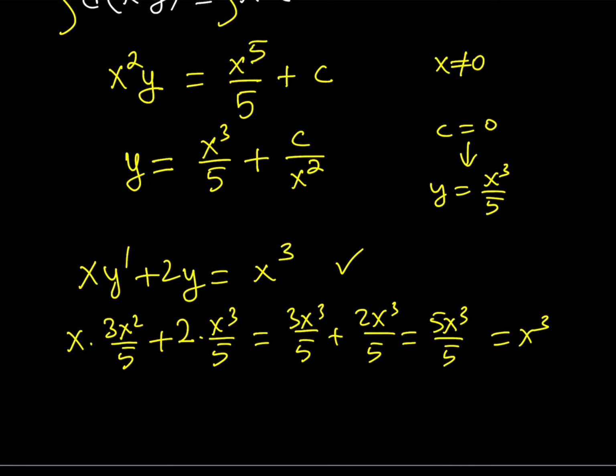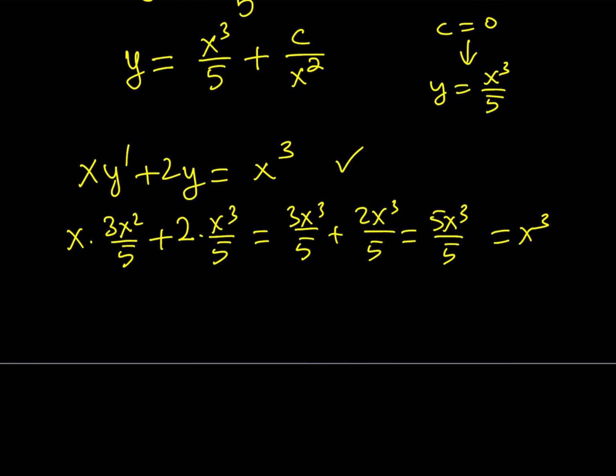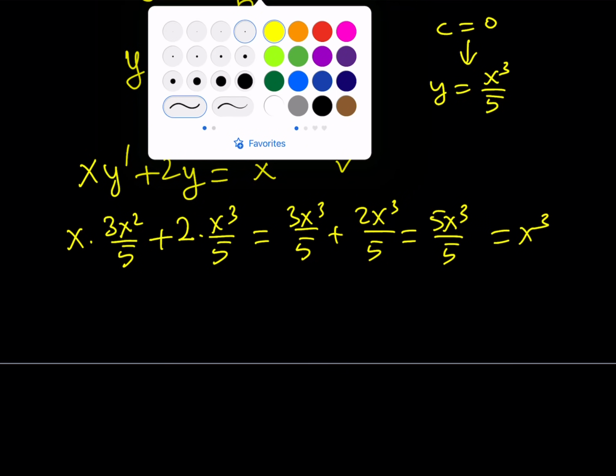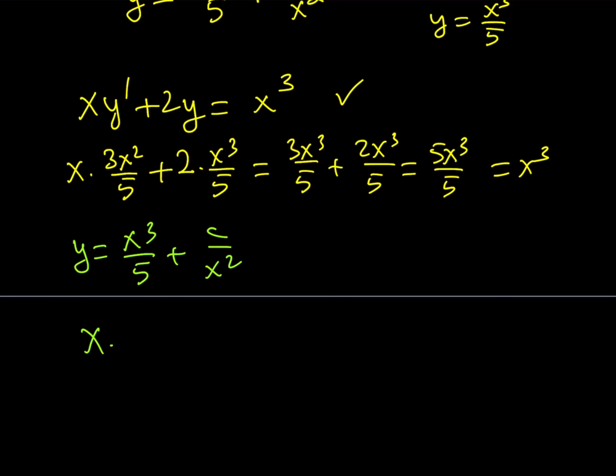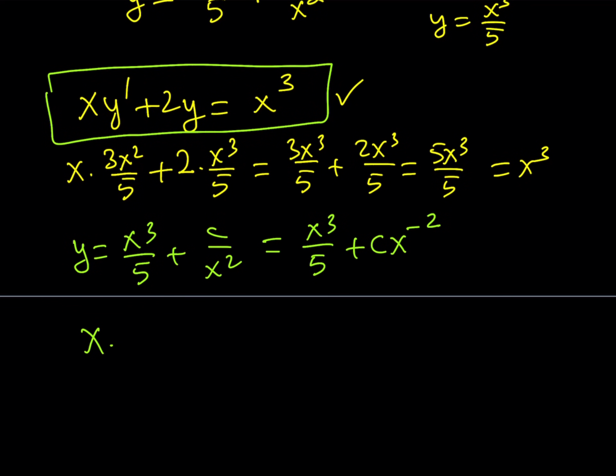But what about the c over x squared part? Okay, you want to test it in general. You can also do the following. You can just go ahead and test out the general function x cubed over 5 plus c over x squared. Let's go ahead and test it out. X multiplied by the derivative. Now I want to write this equation in this form so that it's easier to differentiate. Let's go ahead and write the 1 over x squared as x to the power negative 2. Now I'm going to plug it into this equation to make sure that my solution in general works.